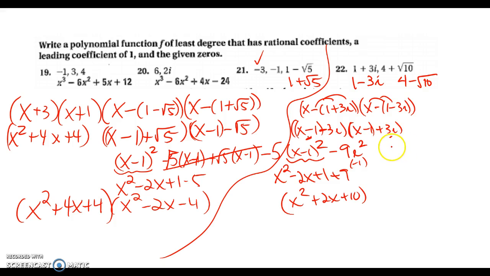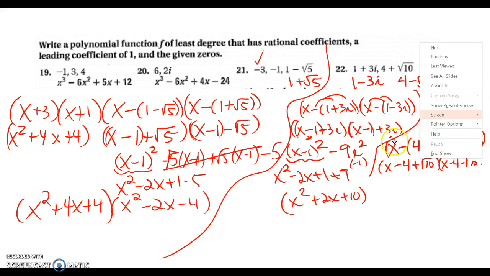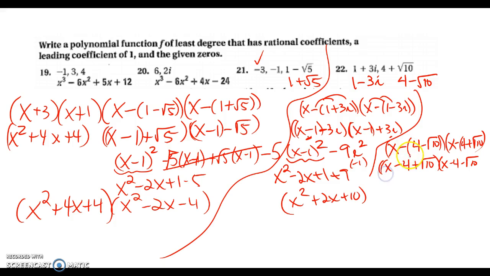So now, let's work on this other side. X minus 4 minus the square root of 10. X minus 4 plus the square root of 10. I'm going to distribute x minus 4 plus the square root of 10, x minus 4 minus the square root of 10. And now I'm going to treat these as quantities.